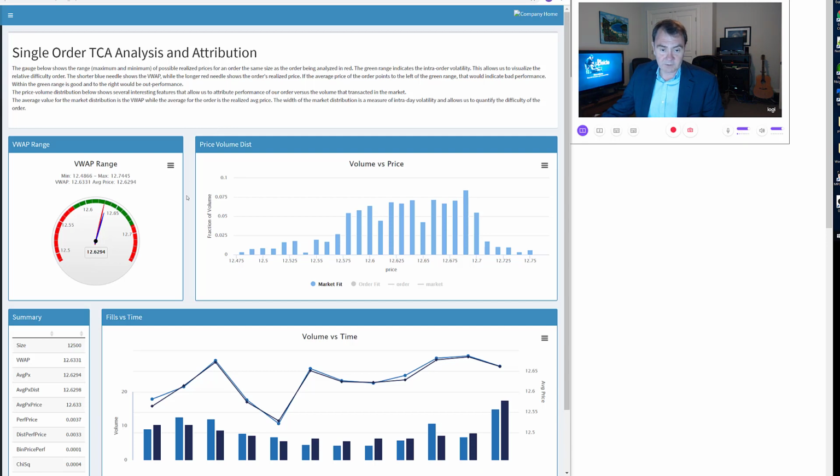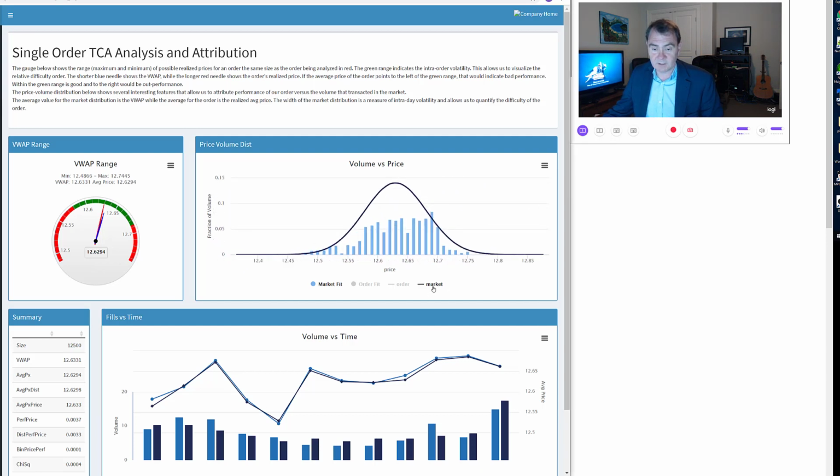Now if we take a look at this chart right here, what this chart is showing is the fraction of volume that trades as a function of price. So that means if we fit a normal curve to this distribution, the peak of this normal curve is going to be our volume weighted average price. The width of this distribution, which we can measure using the standard deviation, we can interpret as an intraday volatility.